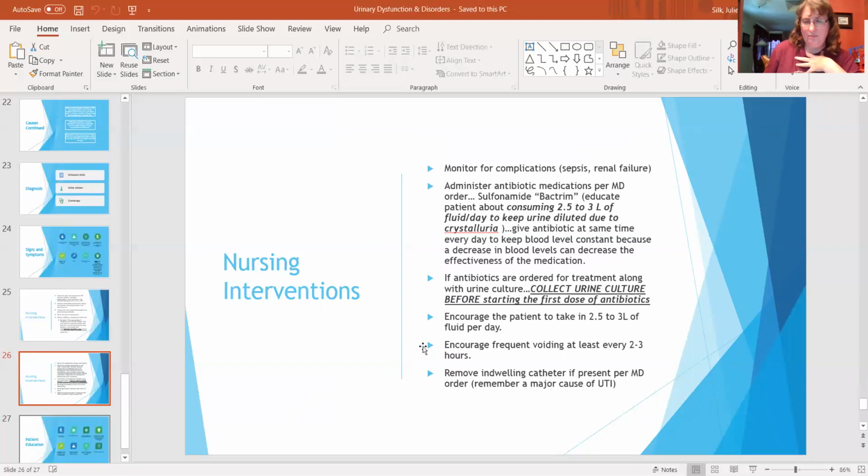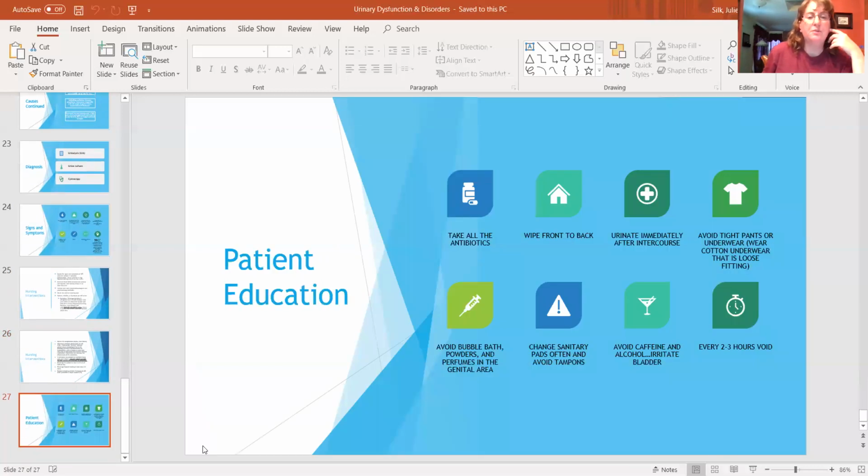And then even if the person doesn't feel like they have to go, we want them to try to go every 2 to 3 hours if they can, because that's going to help clean things out really good. If they have an indwelling catheter, we want to remove it as soon as possible, because the longer those stay in, the more at risk they are for infection.